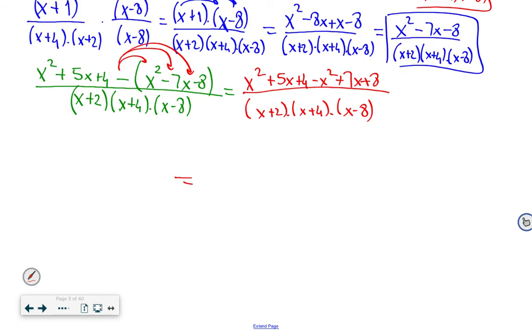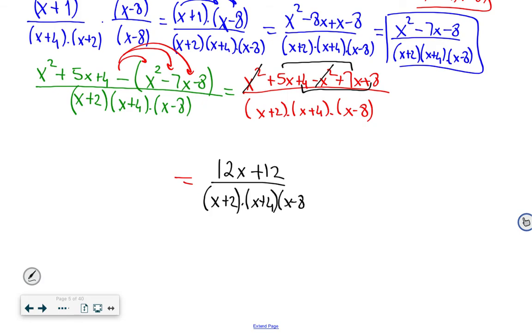Now combine the like terms and we are going to find the answer. X squared minus x squared will be 0. 5x plus 7x will be 12x. 4 plus 8 is 12. So 12x plus 12 over x plus 2 times x plus 4 times x minus 8.